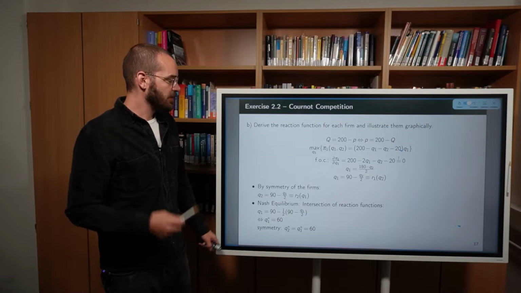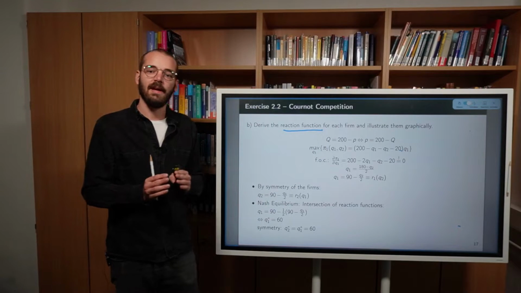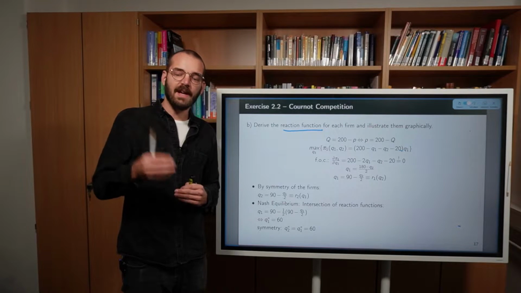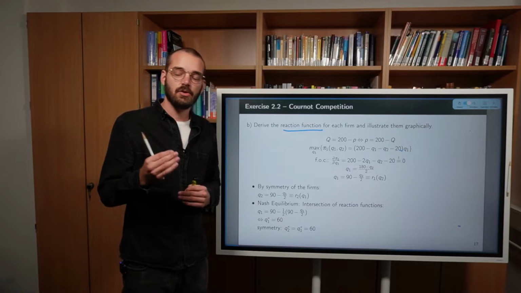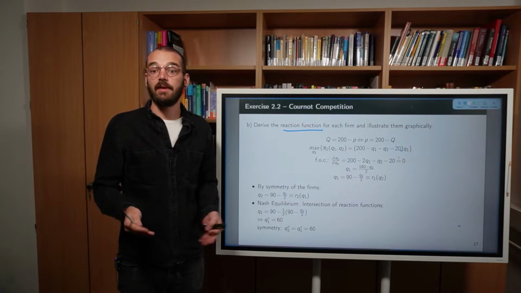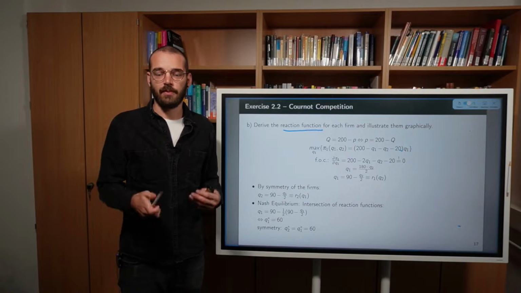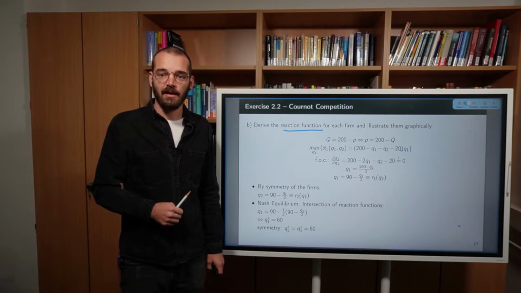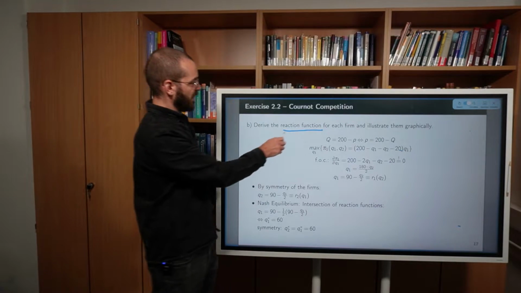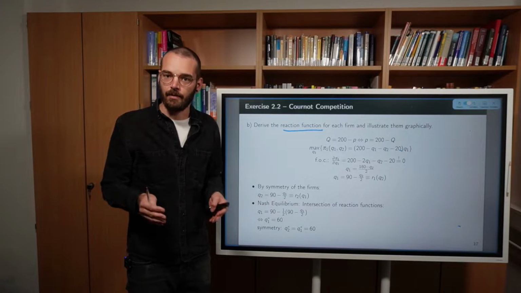How do we find the reaction functions? Well, the reaction function is conceptually the best response of a firm regarding the strategic choice of all other firms. All right? The strategic variable, the variable a firm can choose in order to maximize their profits, of course, is quantity in a Cournot model, right? And quantity is the strategic variable of every single firm in the Cournot model.